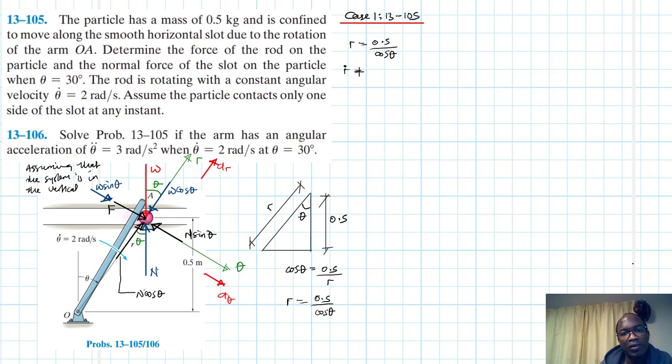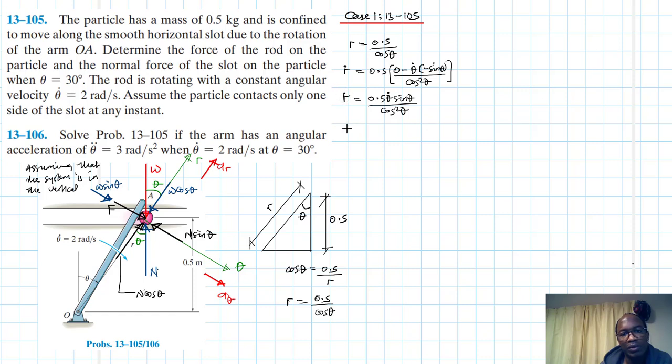Therefore, the derivative of r with respect to time, we can factor out 0.5. We use the quotient rule. We have 0 minus theta dot times minus sine theta, divided by cos squared theta. Therefore, r dot is just equal to 0.5 theta dot sine theta divided by cos squared theta. So this is r dot.